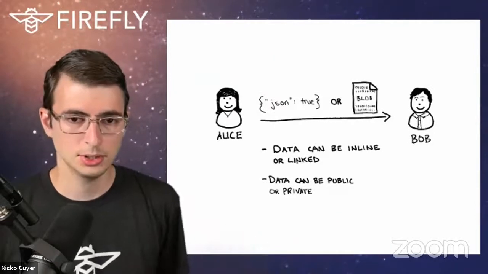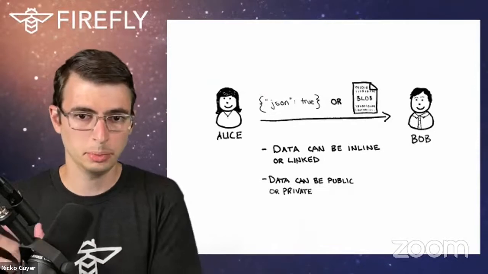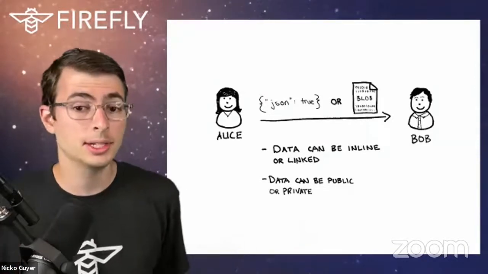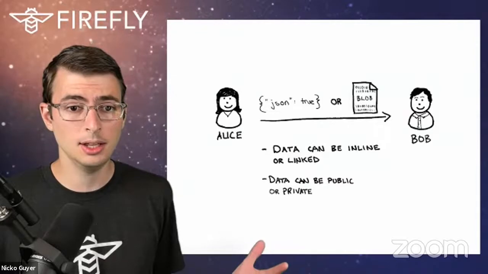In either of these combinations, you can send either JSON data or blob. It can be a binary file. That data can be inline in the request.